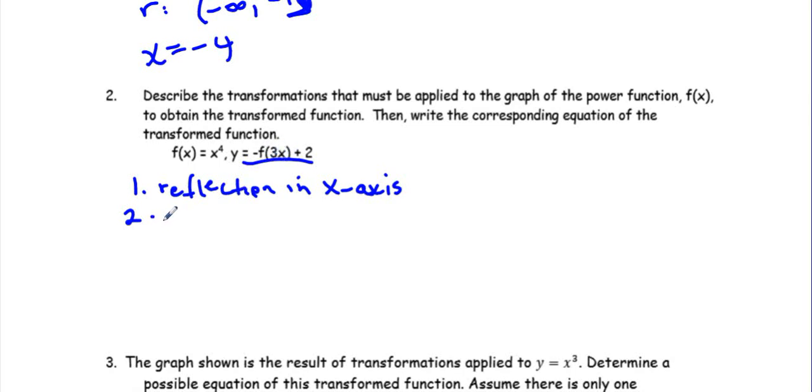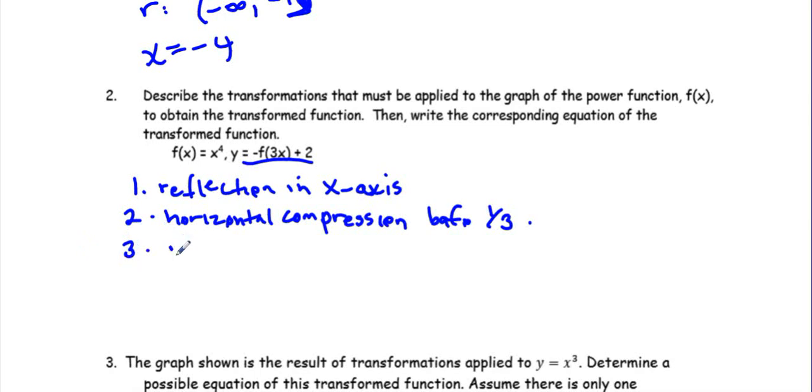So we know then that this is going to be a horizontal compression by a factor of 1/3. Okay, it's 1 over k. And then the last thing is the vertical translation, because it's outside the function, up 2 units. Alrighty, that's it. That's all for that one.